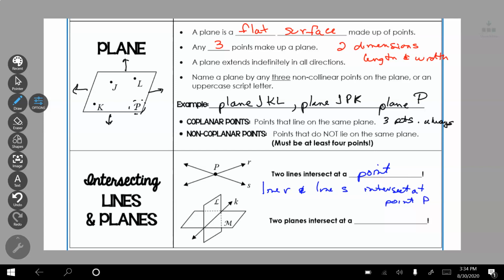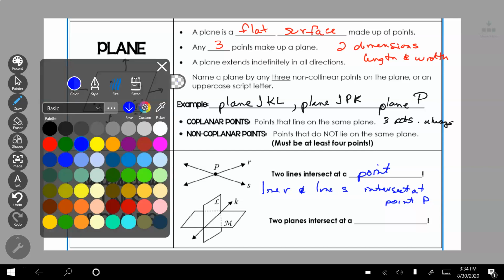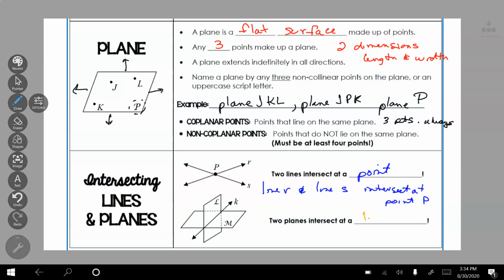capital P. And when I have 2 planes intersect, it's kind of like 2 pieces of paper hitting each other. When they intersect, they intersect at a line. Plane L and plane M intersect at line K.